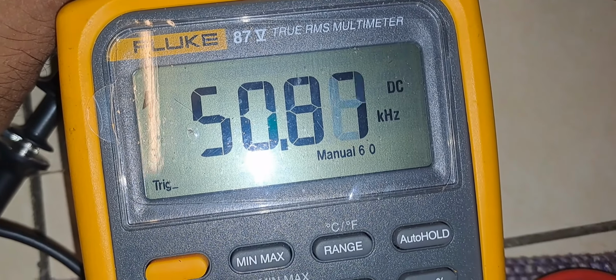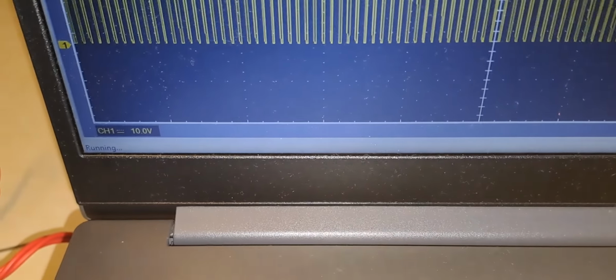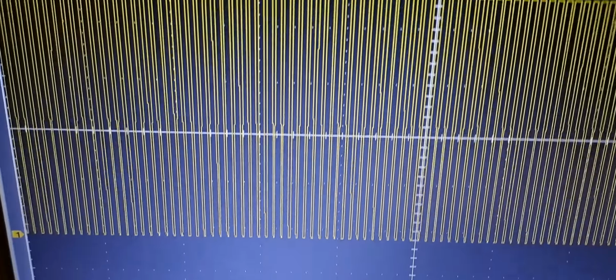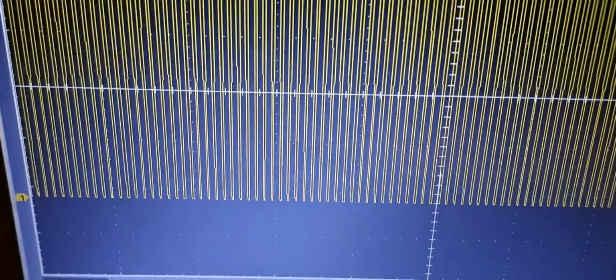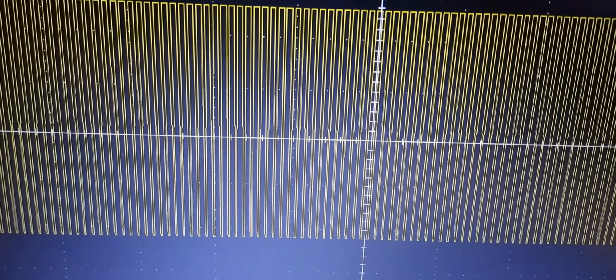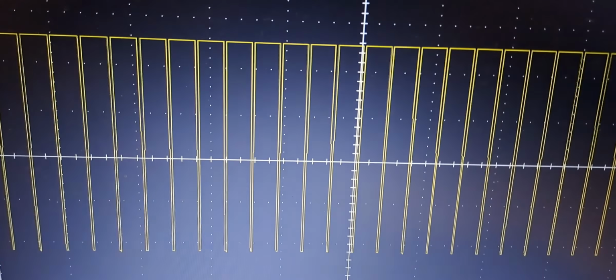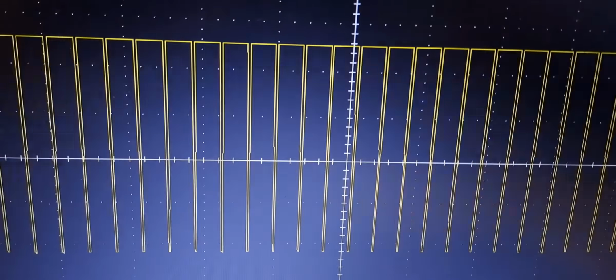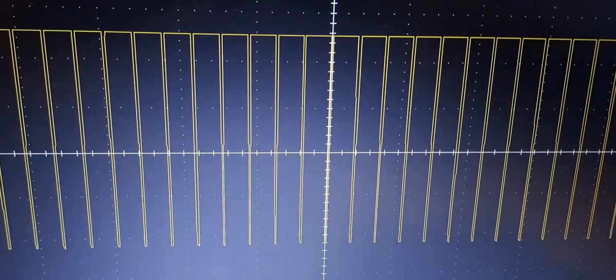So let us look into the oscilloscope waveforms. Here you can see the waveform is 48 kilohertz. Now you can see this is a 10 kilohertz waveform. 48 kilohertz waveform, and again a 10 kilohertz waveform. 48 kilohertz, 10 kilohertz.